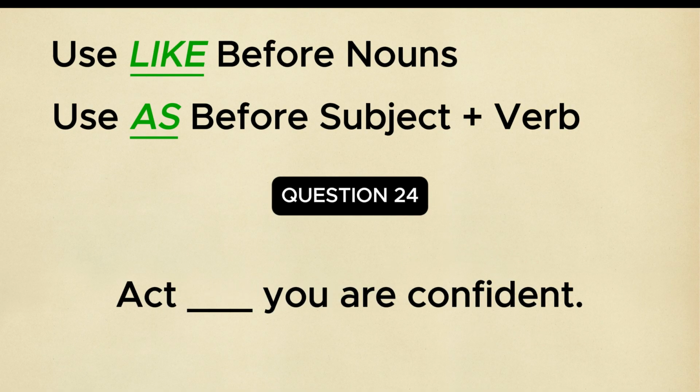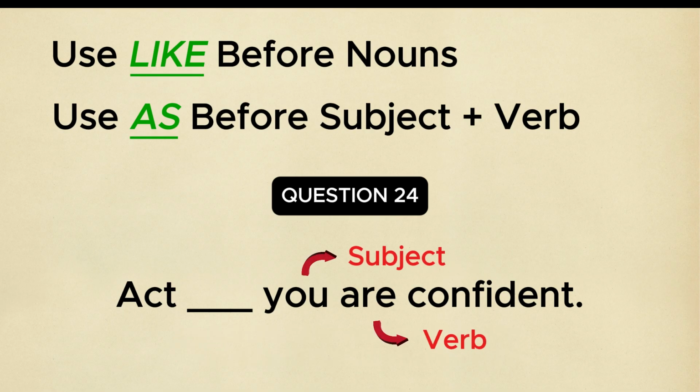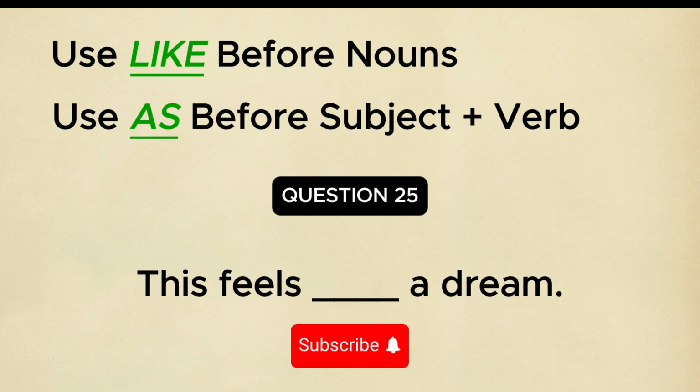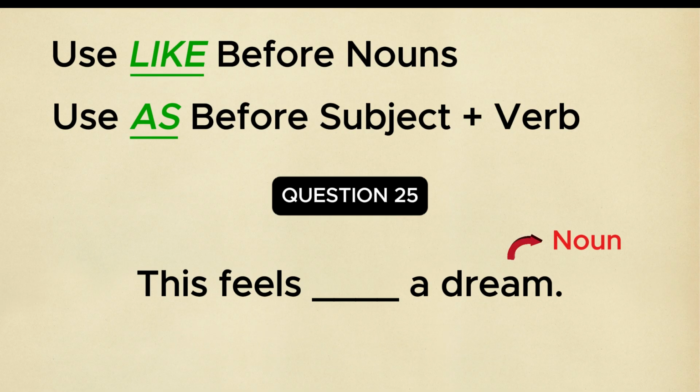24. Act blank you are confident. This is a subject plus verb. The answer is as. 25. This feels blank a dream. This is a noun. The answer is like.